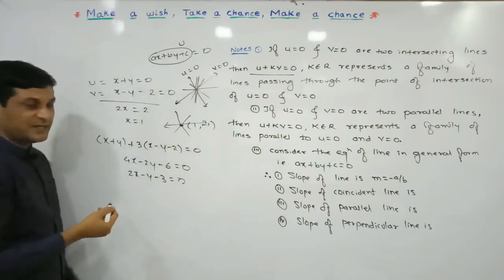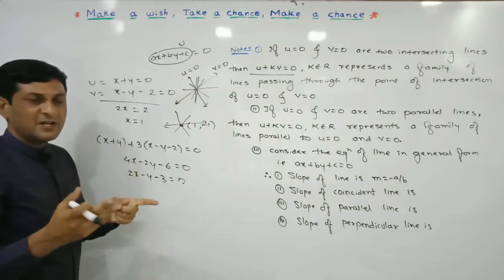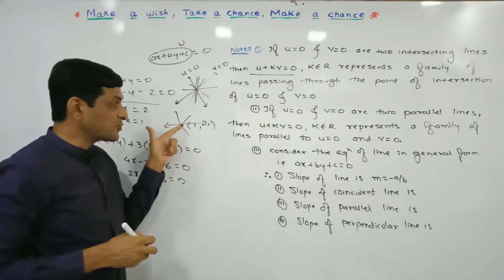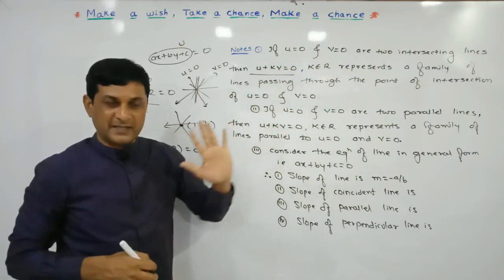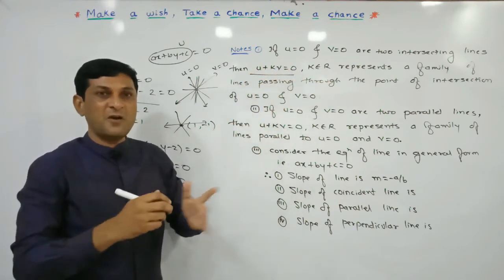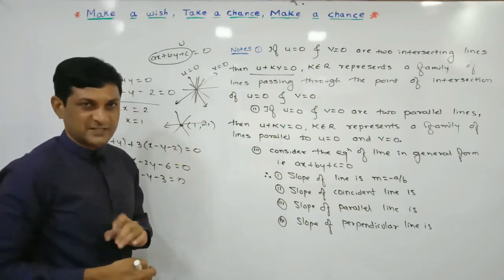Passes through this point. If we keep changing the value of k, 4, 5, 6, 7, 8, means we are getting infinite number of lines which pass through what? The same point through which these two lines are passing. Getting it? So u plus kv is equal to 0 represents what? A family of lines, infinite number of lines which pass through the same point of intersection.